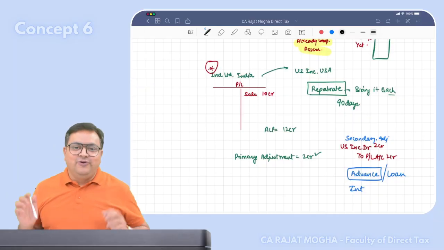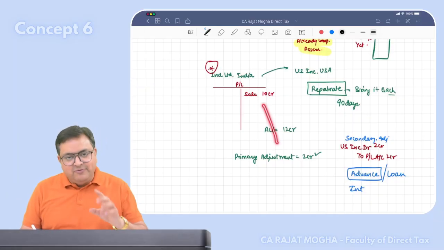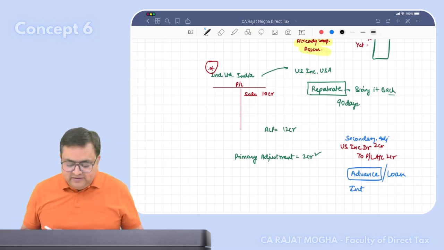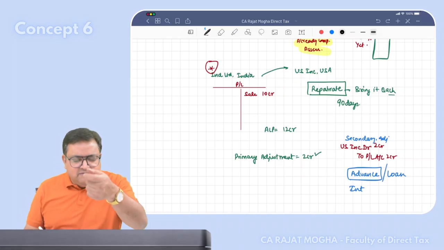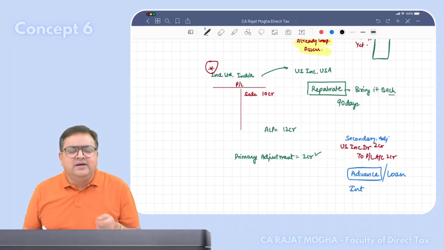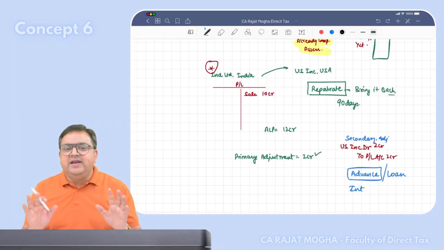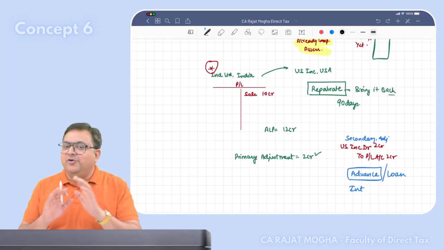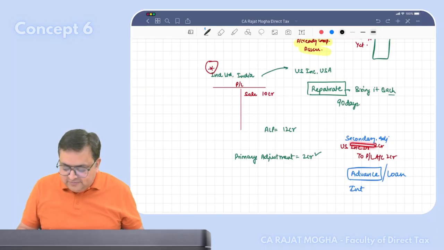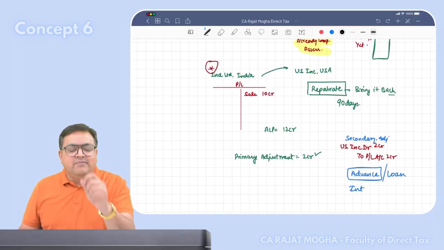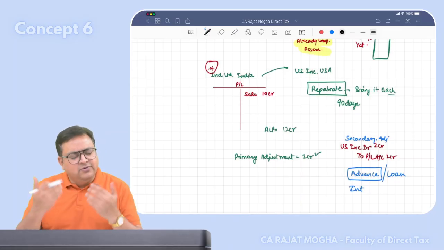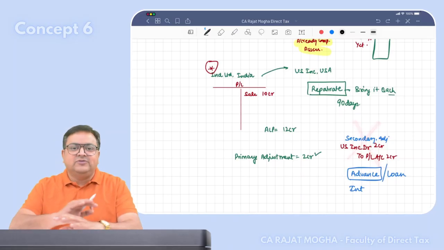Understood? Such a beautiful law they have made. They have said that the ALP provision will apply, but you have to bring this money back. One important point: if the money which needs to be repatriated is up to 1 crore, then we will leave it. Up to rupees 1 crore, we will leave it. But if it is more than 1 crore, we will not leave it. So for secondary adjustment, if the amount which needs to be repatriated is up to 1 crore, there is no requirement of secondary adjustment.